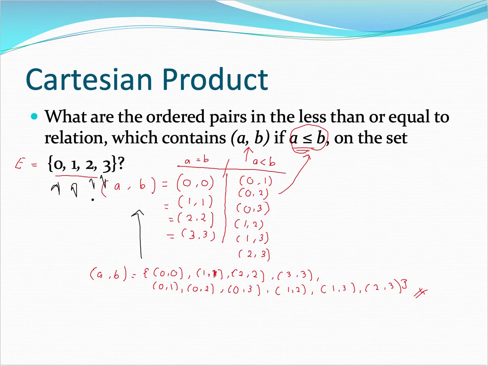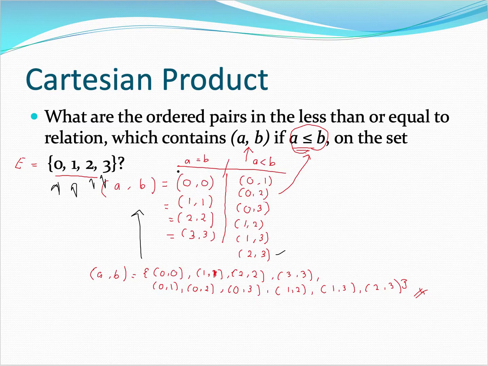Then we move to the third element. 2 is greater than 0, so we do not consider it. 2 is greater than 1, we do not consider it. And then 2 is less than 3, so yes, we count it. We move to the fourth element. 3 is greater than 0, not counted. 3 is greater than 1, not counted. 3 is greater than 2, not counted. So we stop here.